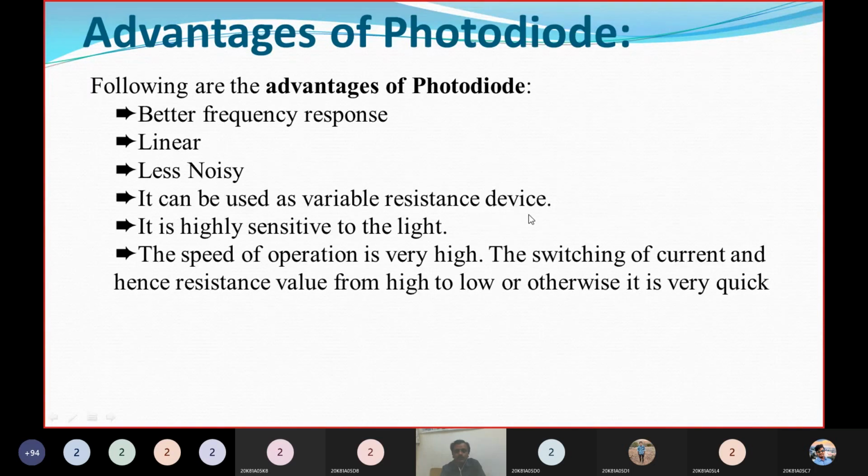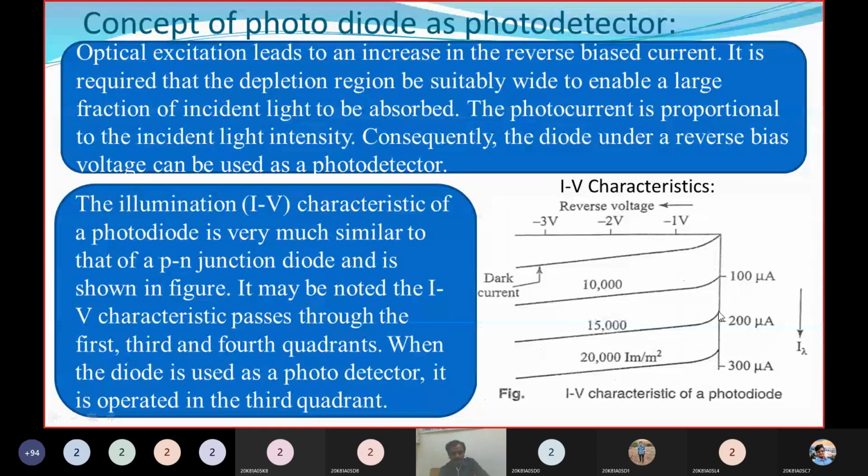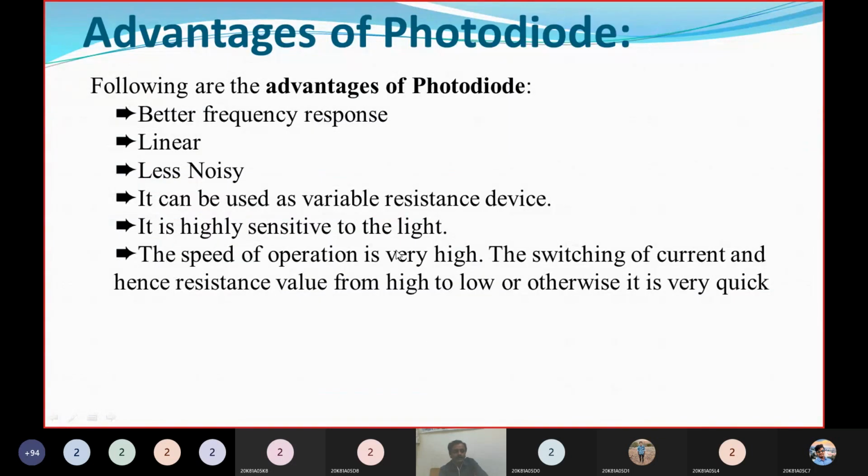How it is used as a variable resistance device: see here, if you increase the intensity of the light, the resistance of the diode is reduced. That's why we can treat it as a variable resistance. In the initial case the resistance will be very high. If you increase the intensity, the resistance decreases, because more current is passing, so resistance decreases. That's why it is used as a variable resistance device.